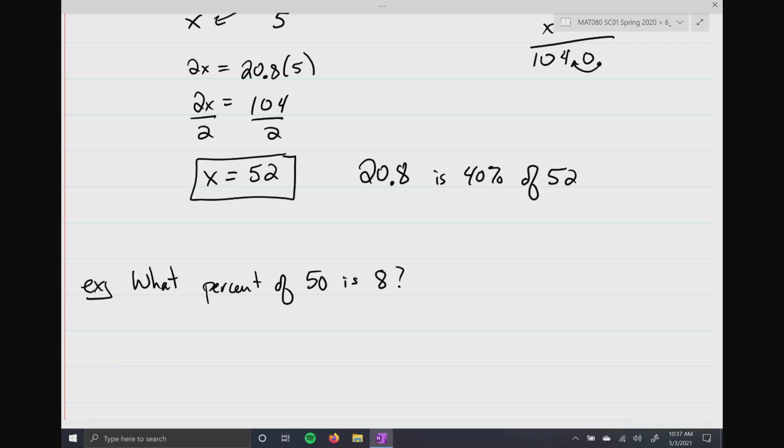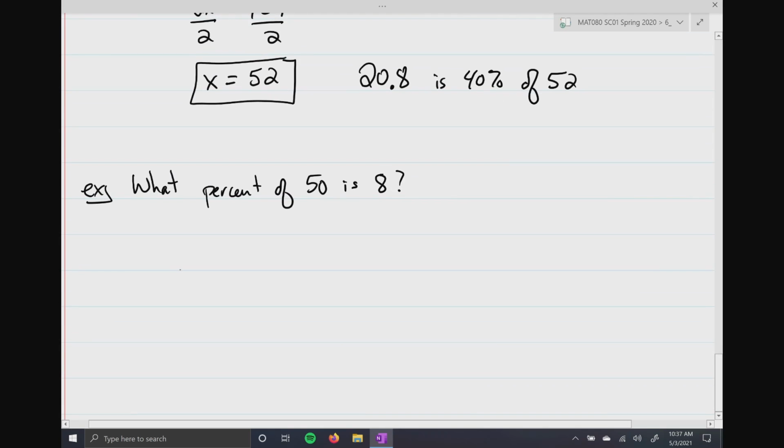So we have what percent of 50 is 8. Okay? So my method does not change. So I set up my proportion. From here, I see what percent of 50 is 8. There is no percent symbol. So I put an X for the percent. I see the word of. So that's going to be a 50 for the base, which means the 8 goes in the numerator.